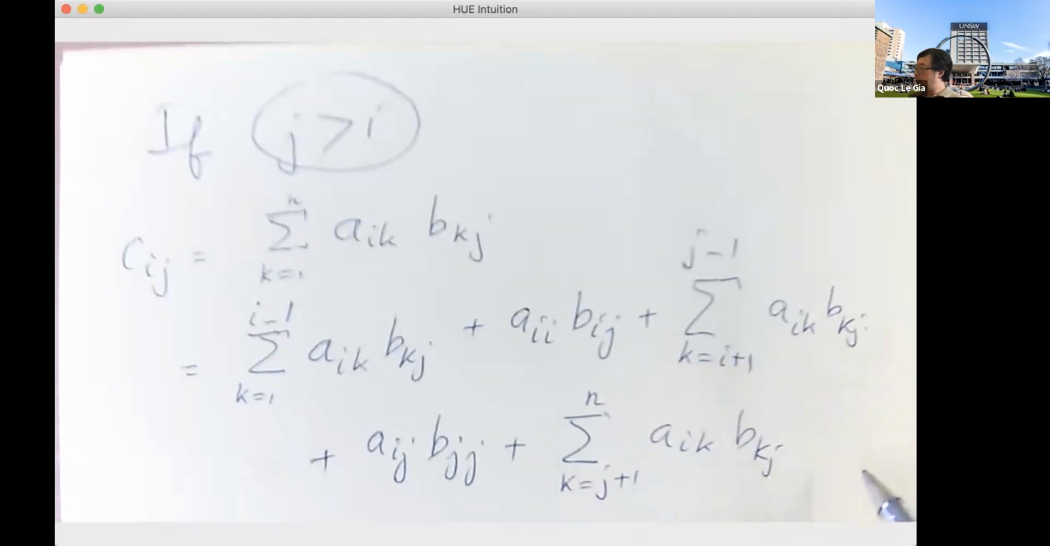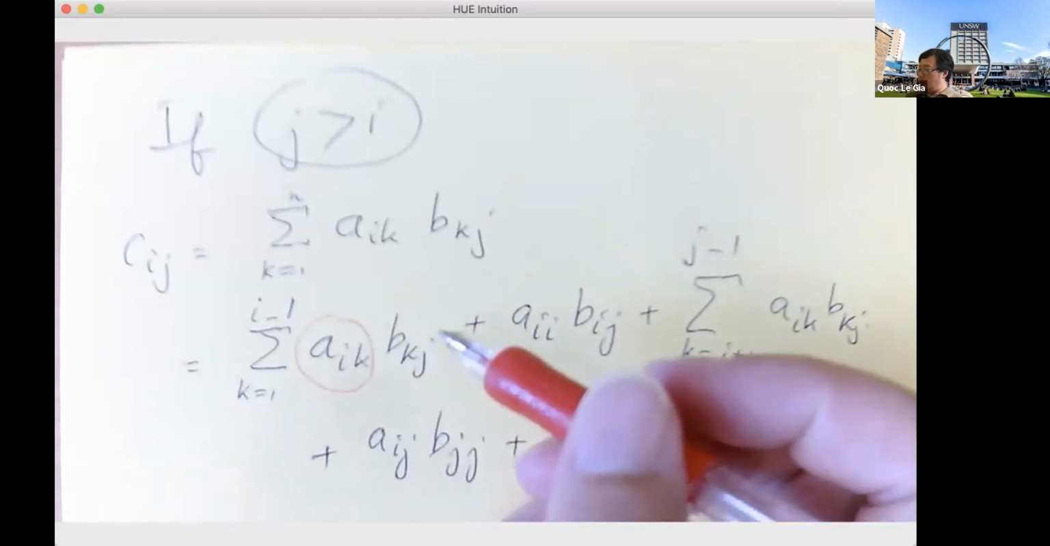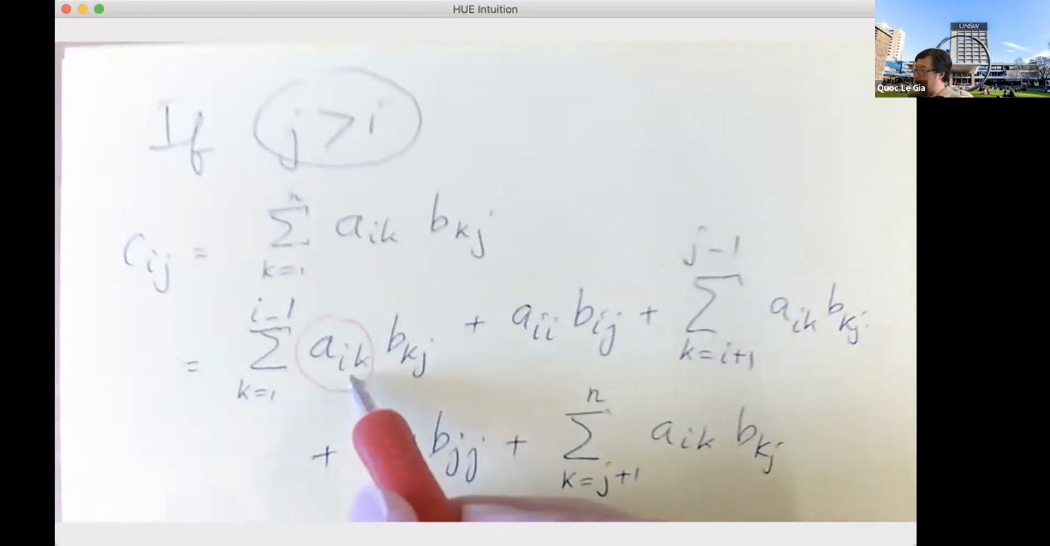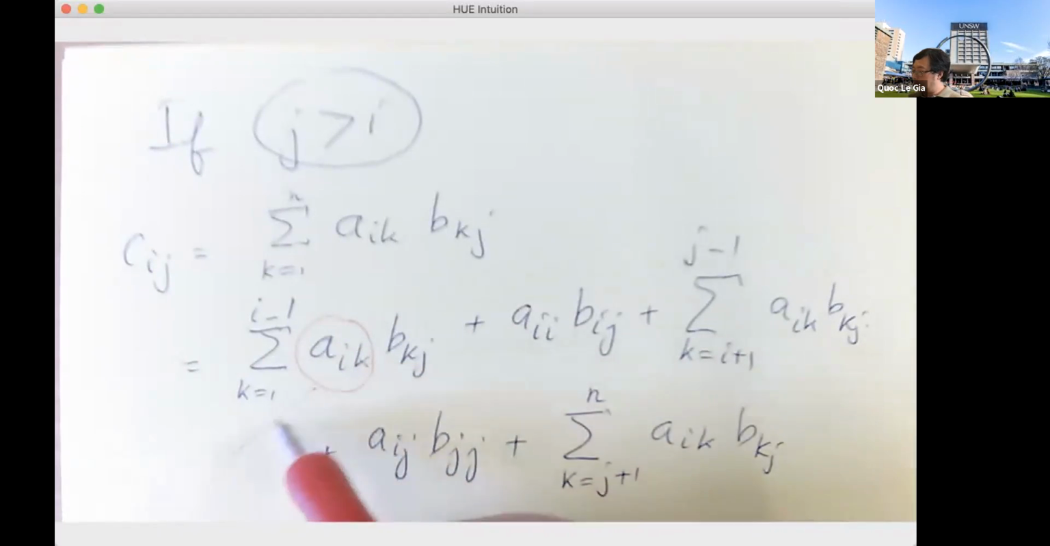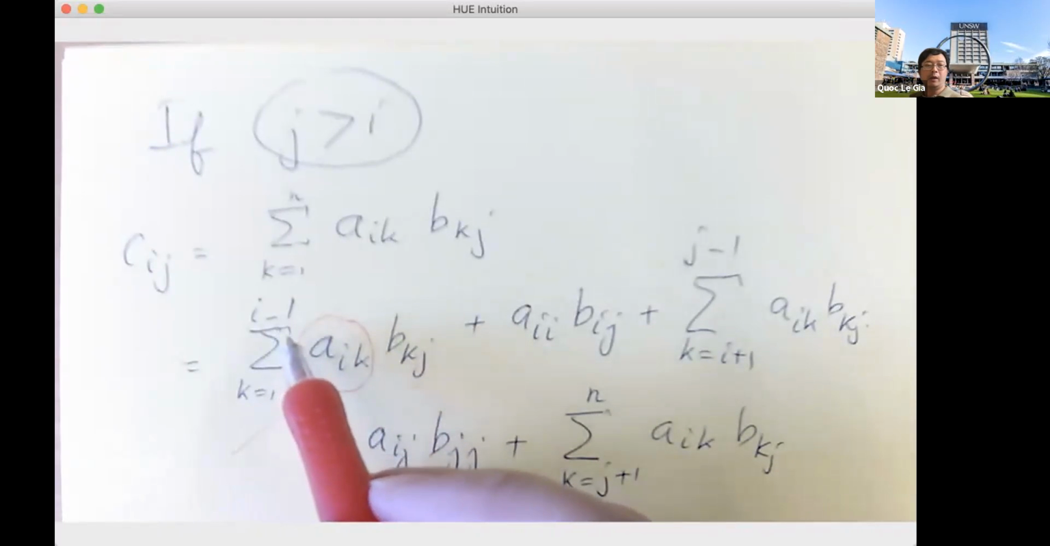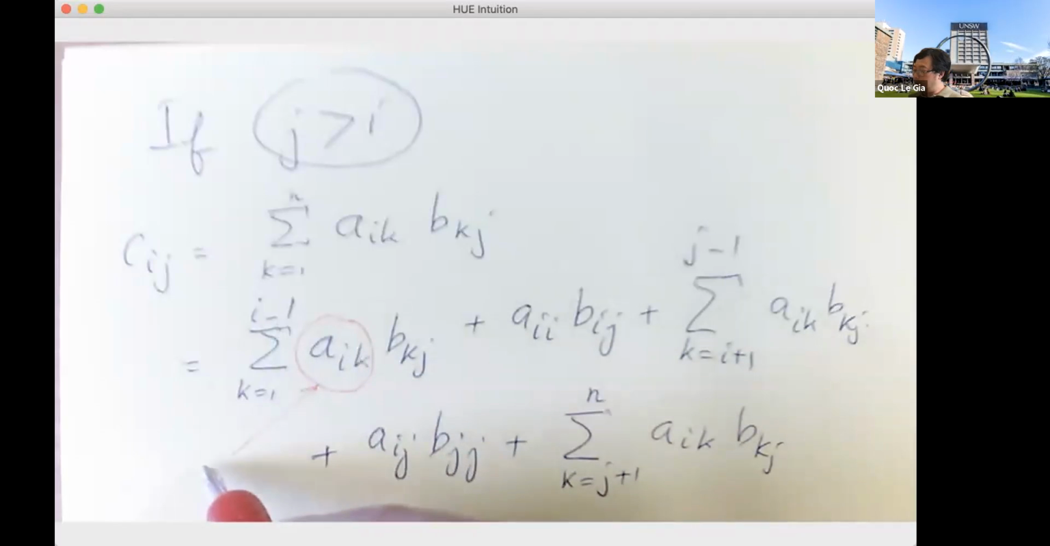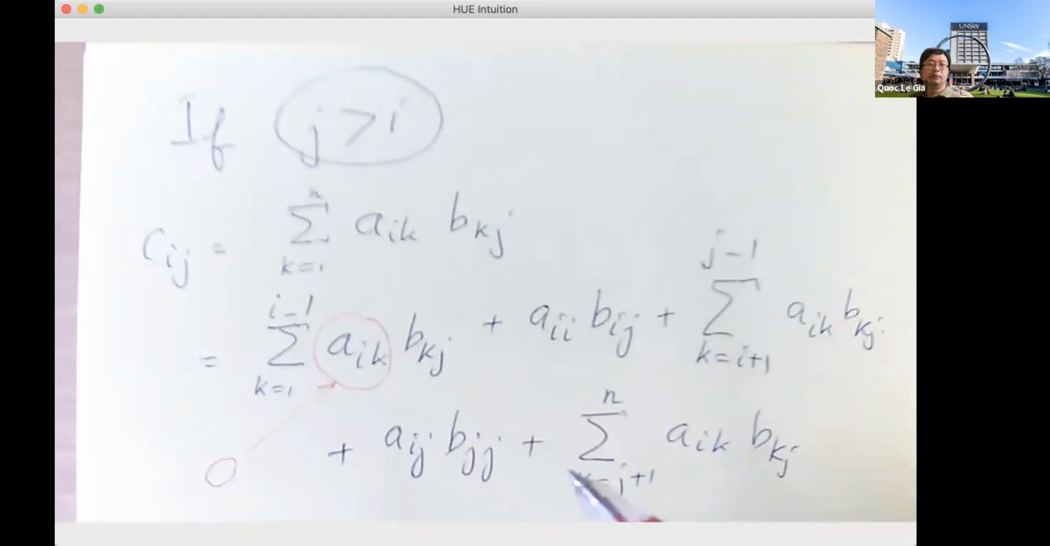Okay, so now we look at it term by term. We have five terms. So we look at this one. Here i is bigger than k, right? Because k stops at i minus 1. So the row is bigger than the column, and therefore it equals 0.